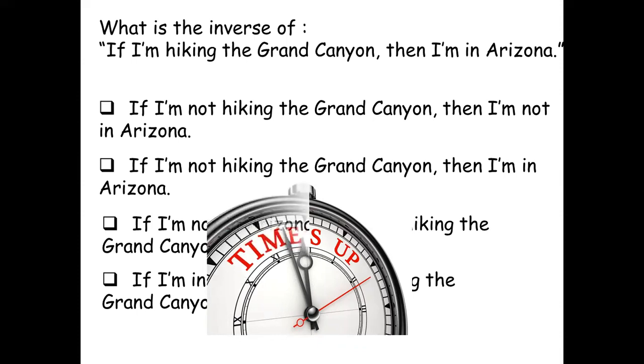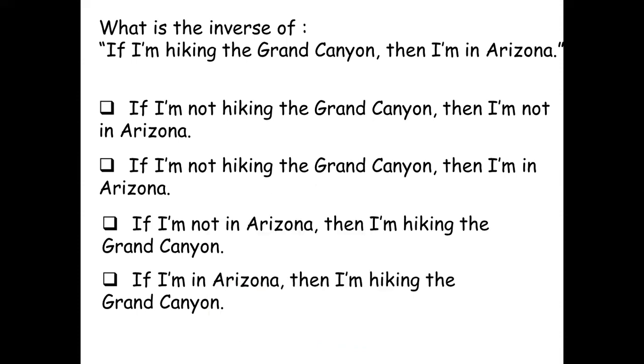Your 5 seconds for 3, 2, 1, and your time is up. So, let's look at the correct answer. The correct answer is the first option, which is: if I'm not hiking the Grand Canyon, then I am not in Arizona. Now, what's the inverse? Inverse means you're just going to add the word not in both parts of the sentence. So if I'm hiking becomes if I'm not hiking, then I'm in Arizona becomes I'm not in Arizona. This is how simple inverse sentences are. Just add the word not to both parts of the sentence, and it becomes an inverse sentence.